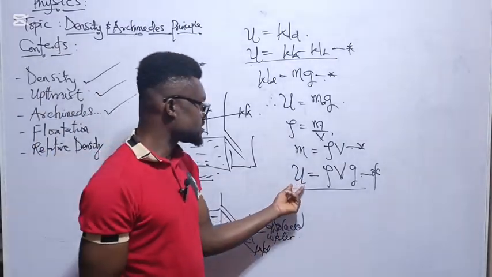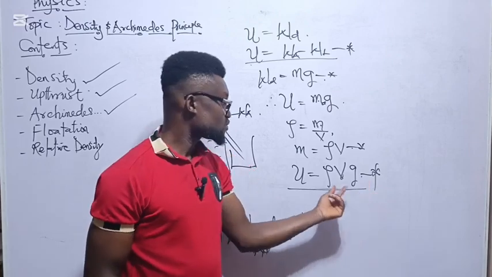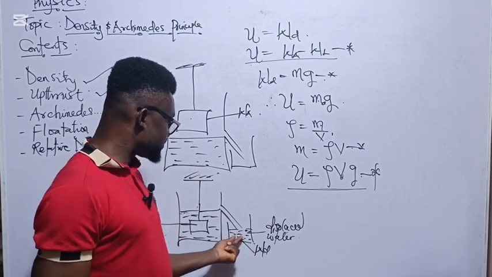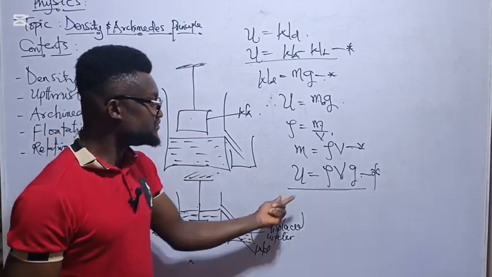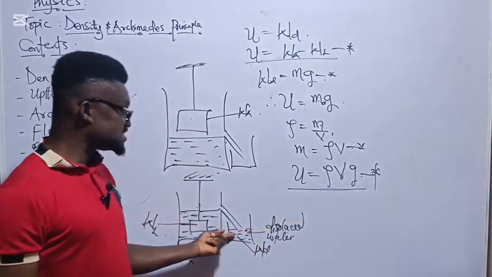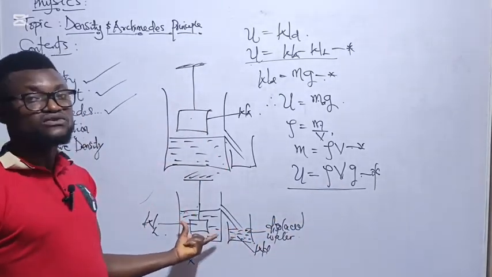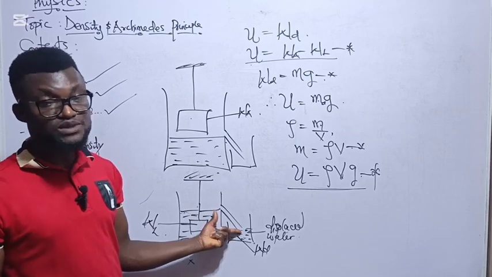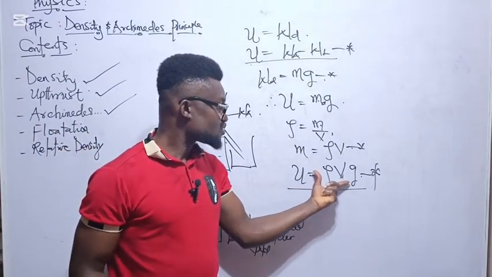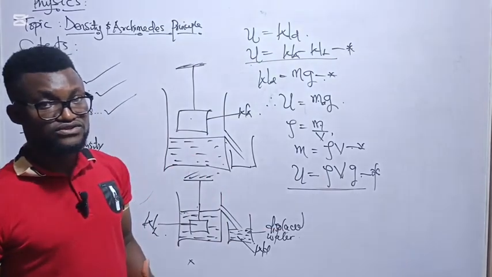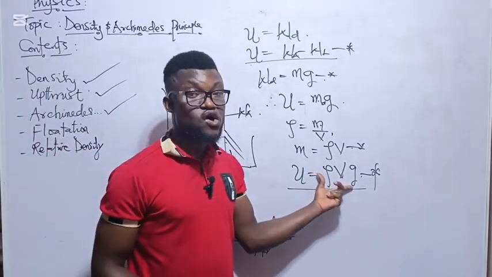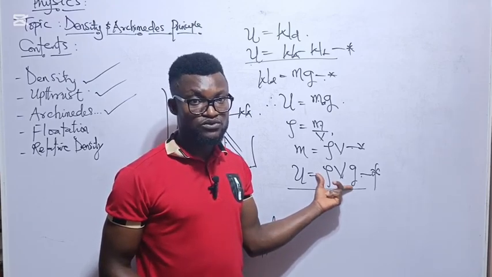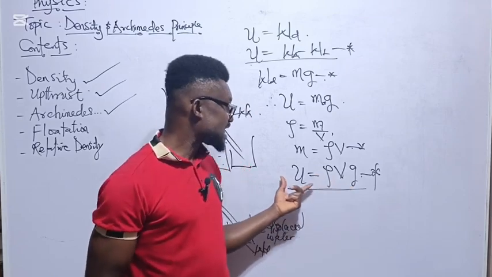Now, the upthrust is equal to rho Vg, where rho is the density of the displaced liquid. Then V is the volume of displaced liquid, not the volume of the liquid in this very container, but the volume of that very liquid displaced. That's the meaning of V. g is the acceleration due to gravity, which is a constant value, probably 9.81 meter per second squared, or approximately we have 10 meter per second squared. So that gives the upthrust.